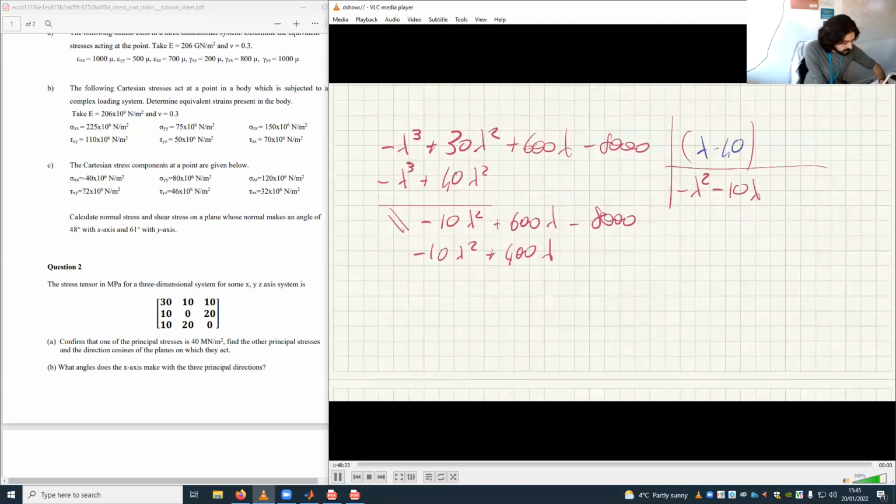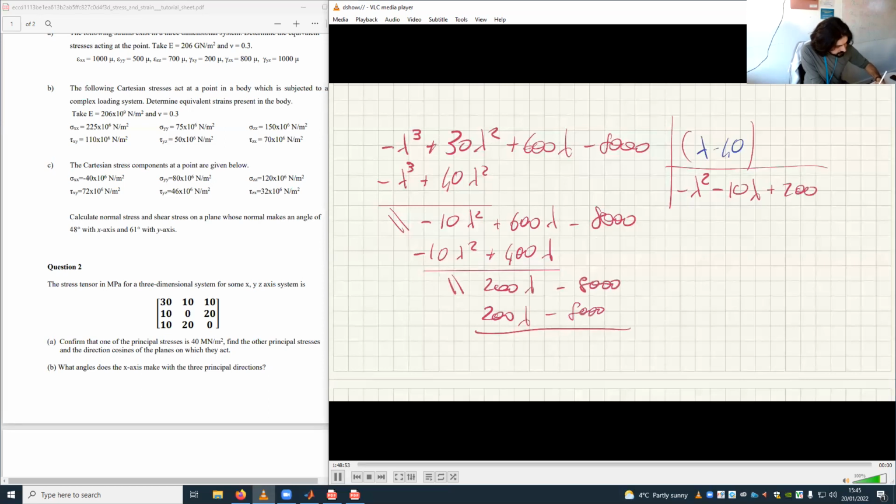And then I do the subtraction again. This is 0, and this is 600 minus 400, which is 200 lambda minus 8,000. How do I get rid of 200 lambda? I multiply this times 200. So plus 200. I get 200 lambda, and this is minus 8,000. There you go. There is no remainder.